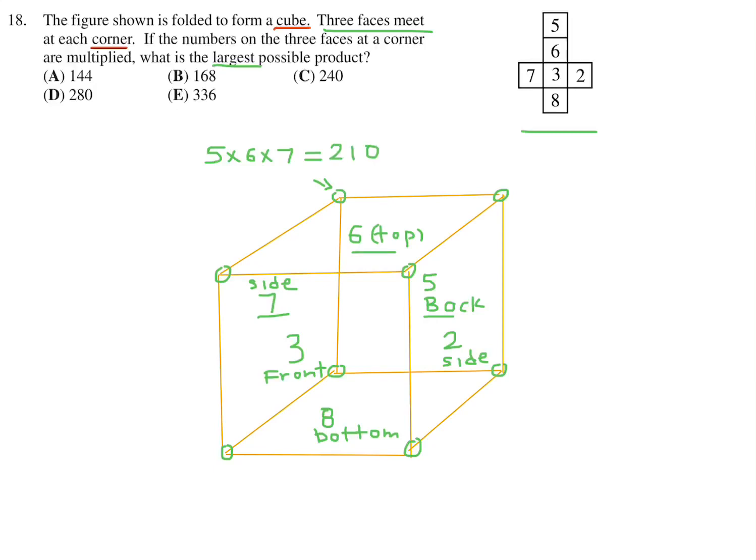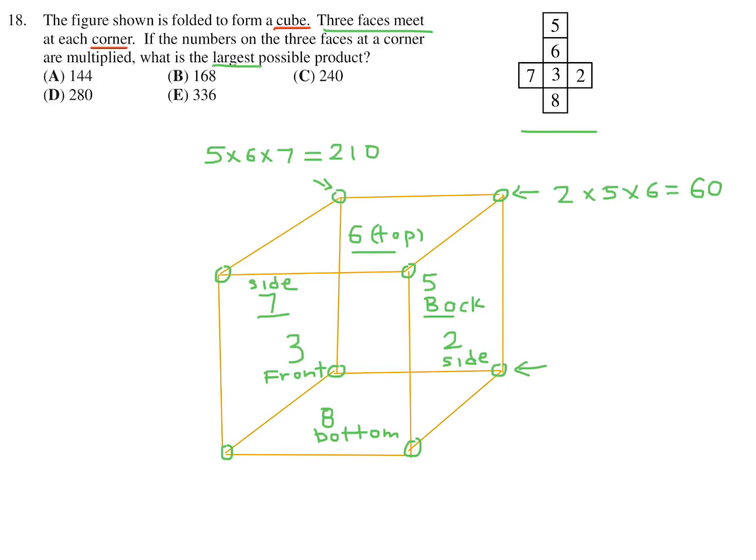They want us to figure out the largest possible product at any corner. So let's just keep going. Let's do this one next. What numbers meet here? Well, it looks like 2, which is the side. We've got 5 as the back and 6 at the top. So that would be 2 times 5 times 6, which is 60.